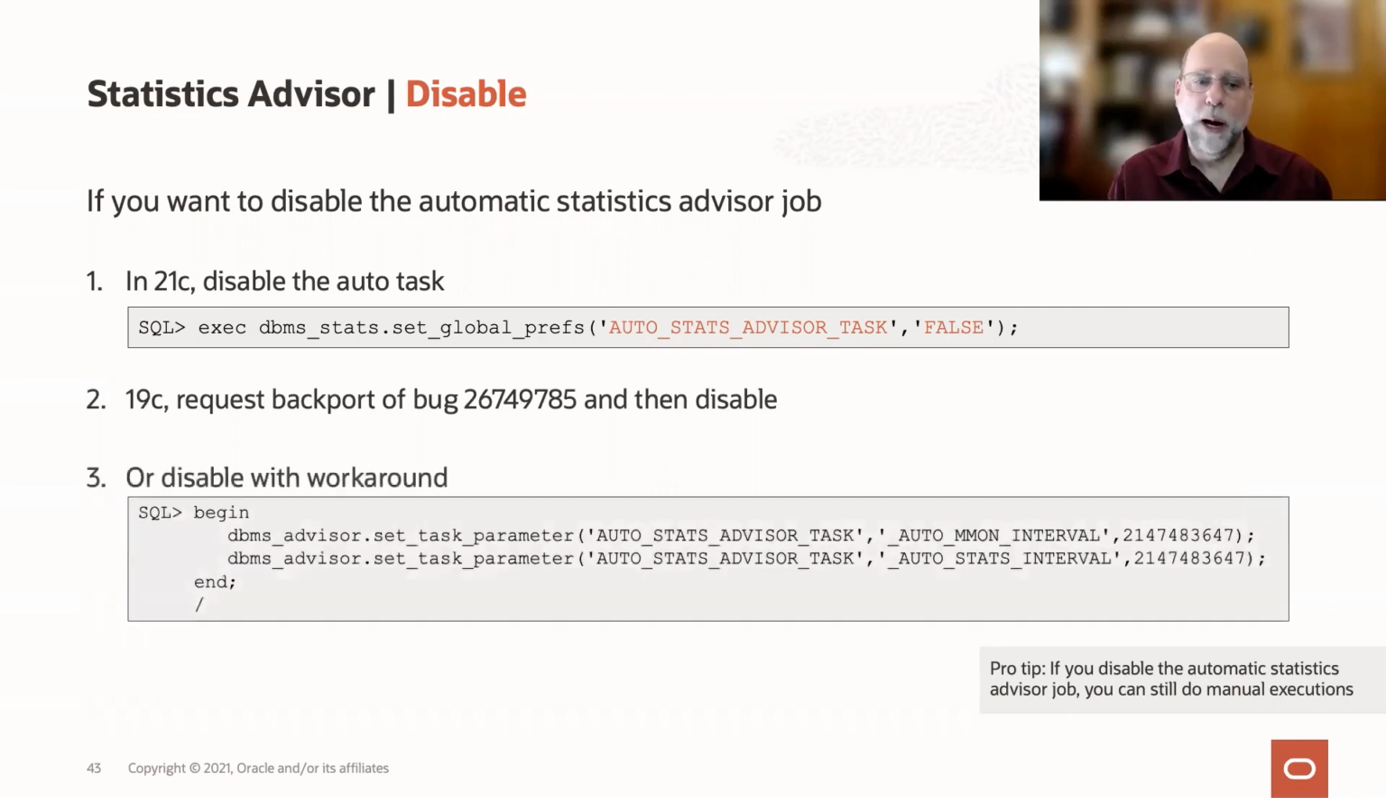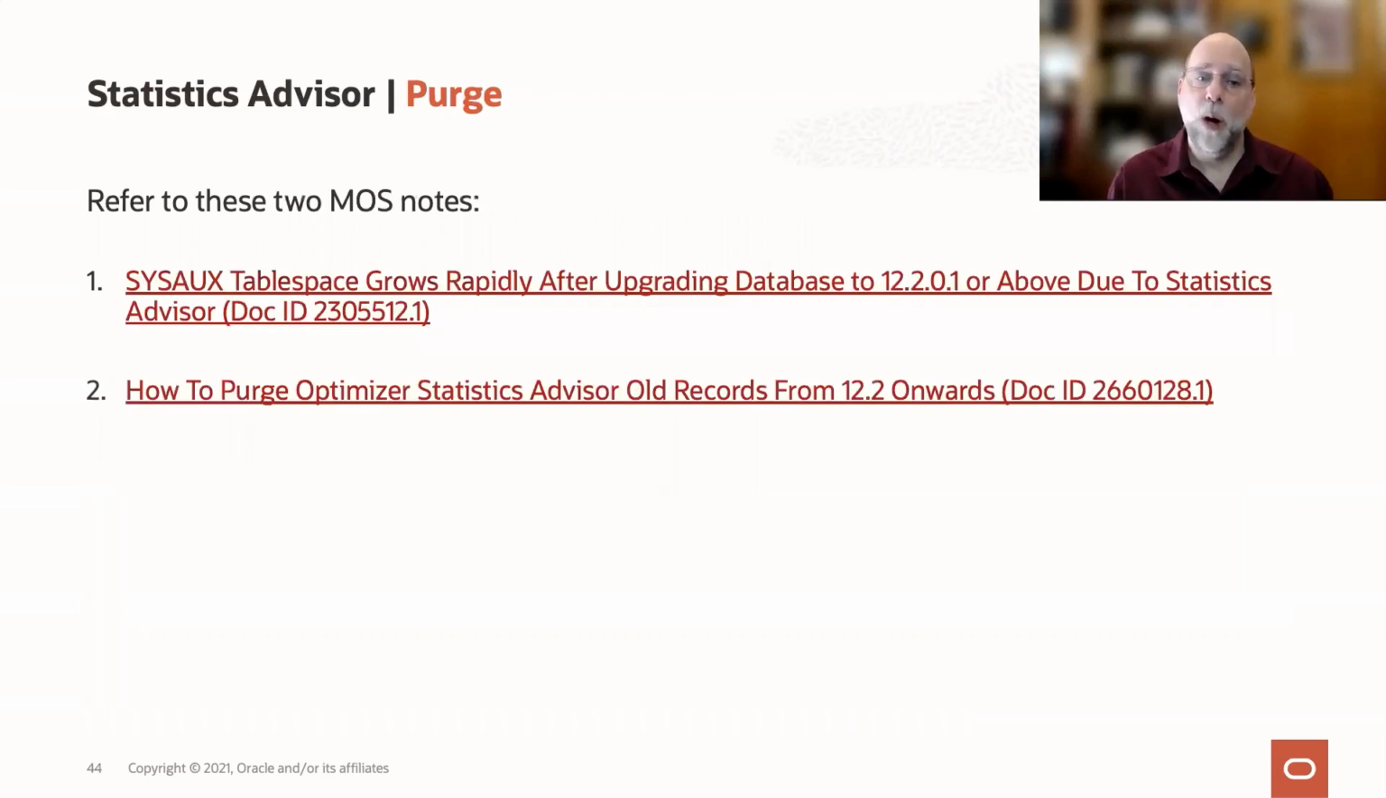There is a workaround of how you can do that, which is to simply set the advisor interval to be that maximum 2 billion plus seconds between running. And that means that it's really not going to run again in your lifetime. Now, once we've disabled it, that does not delete the advisor information from your SYSAUX tablespace. If you want to purge those records from SYSAUX and give yourself some free space for other things to use, then you could refer to these two My Oracle Support notes about how to purge those records.